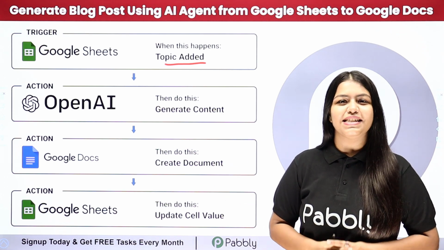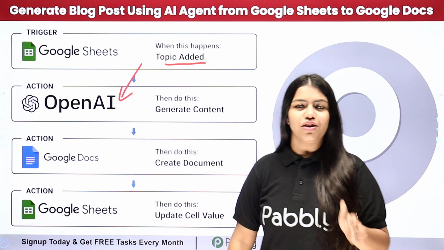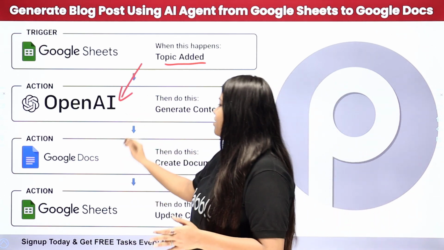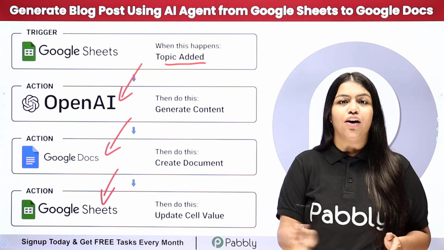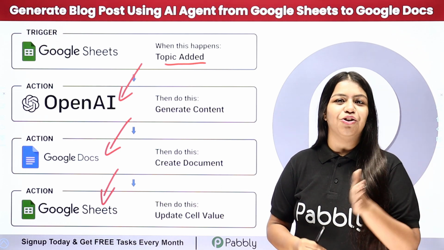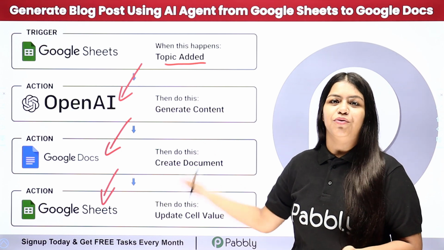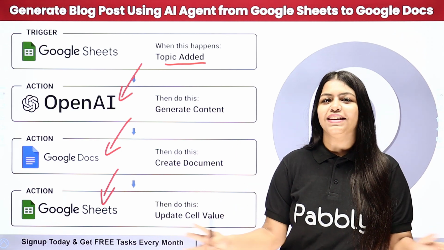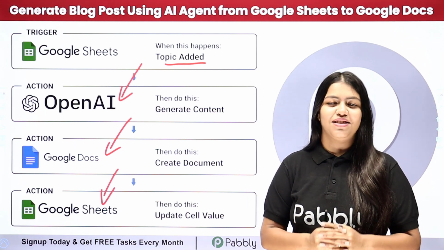So to do this, we are simply going to create a connection between Google Sheets and my AI agent, which is OpenAI, then Google Docs, and then once again Google Sheets. So to create this connection without knowing any programming or coding language, I'm simply going to use an amazing automation software which is Pabbly Connect. So do you also want to see the proper working of this automation and create this automation for your business? Then for that you have to come with me towards my screen.